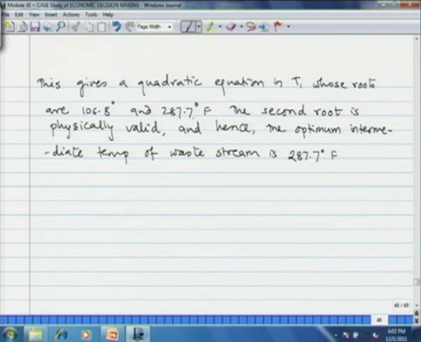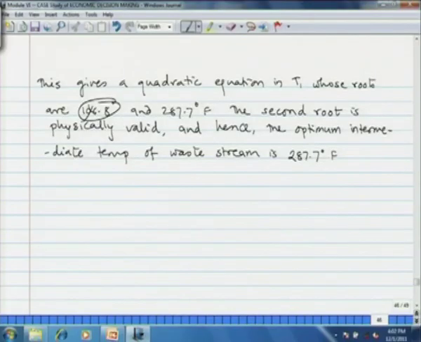287.7 degrees Fahrenheit. Out of these two roots, 106.8 is physically not meaningful, because the exiting cooling water from that particular exchanger is at 120 degrees Fahrenheit. So, the inlet temperature of the hot stream cannot be lower than that. So, we discard the value 106.8 and choose the value of 287.7 degrees Fahrenheit. So, the total annualized cost of the heat exchanger unit will be optimum at an intermediate temperature of 287.7 degrees Fahrenheit.